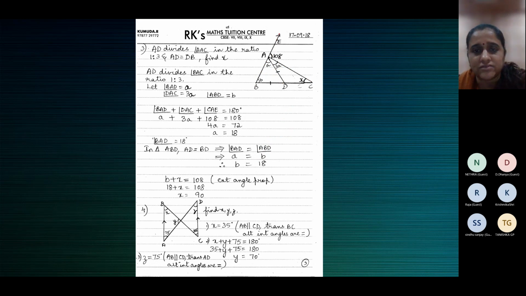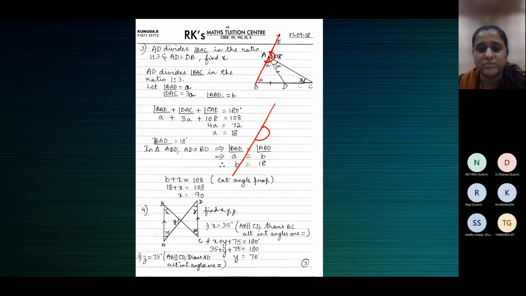See here, all these three angles are on the straight line. Start from here: from here to here is 180, then 3A, then A.